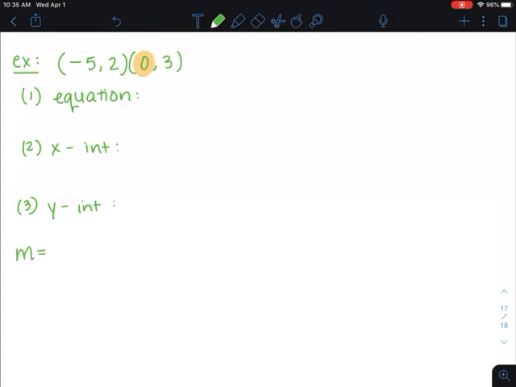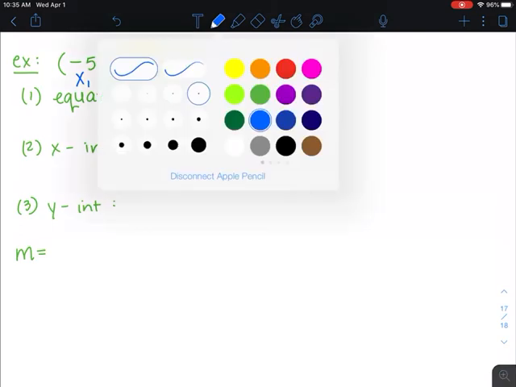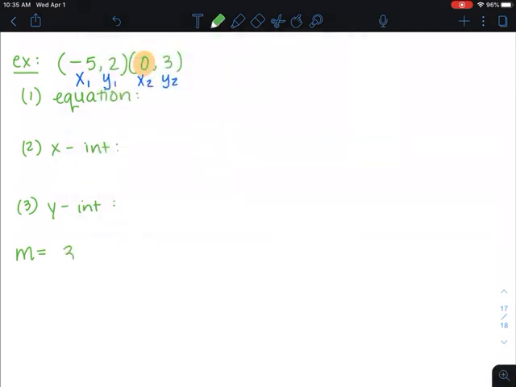Alright. Let's first find the slope. So let me write this underneath again. x1, y1, x2, y2. Alright, y2 minus y1 over x2 minus x1. Subtracting a negative is the same thing as adding. Alright, so 3 minus 2 is 1, 0 plus 5 is 5. So we have m is 1/5.